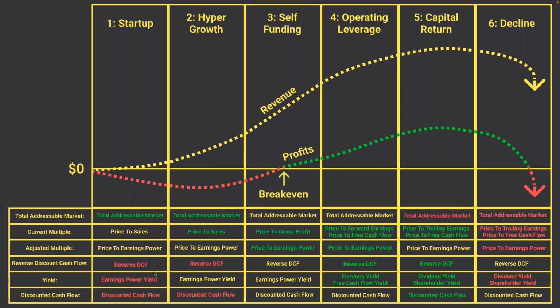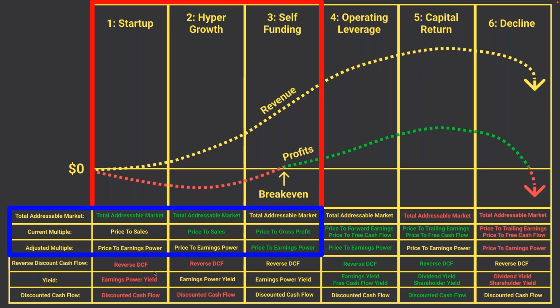Now, this chart that I created is a visual that shows you which valuation method is most appropriate given a company's phase of its growth cycle. And since we're focusing on stages 1, 2, and 3, the 3 valuation methodologies that I want to focus on for the remainder of the talk are these 3. Total addressable market, the current multiple of a business, and the adjusted multiple of a business.